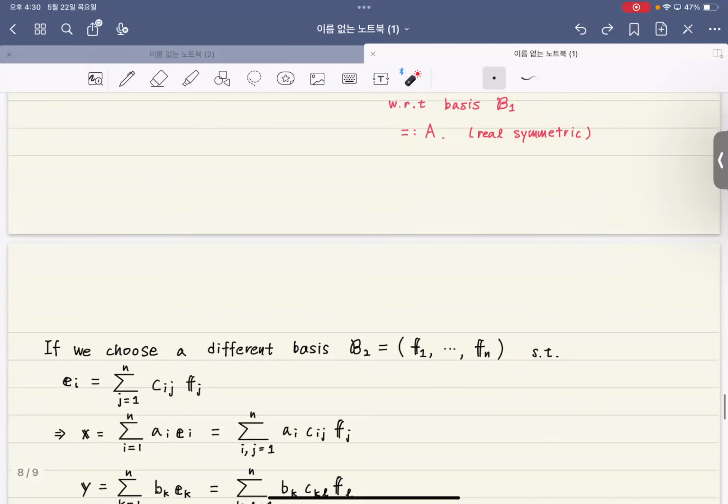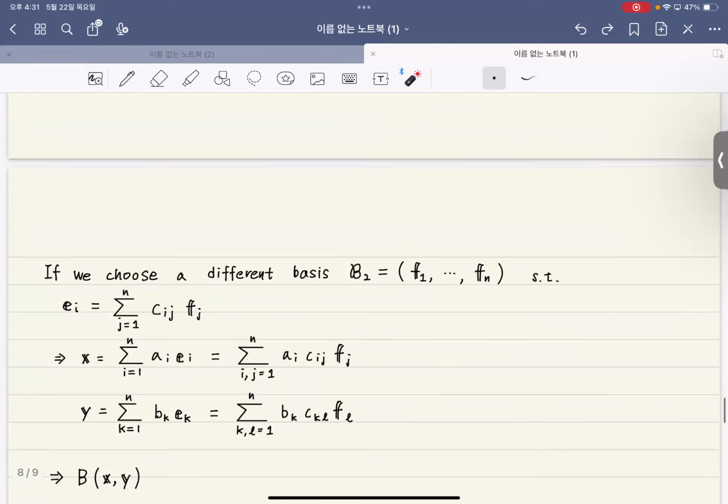Now, I want to choose a different basis for the same vector space. So this time around, I have chosen different bases. I'm going to say they are F1 to Fn, and this is the basis curly B2. Since I have chosen new bases, the previous basis vectors e_i can be written as a linear combination of these basis vectors F. So these numbers, if you write them down in a two-dimensional array, are going to be a change of basis matrix. Okay.